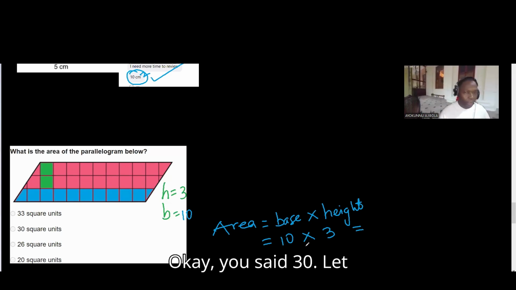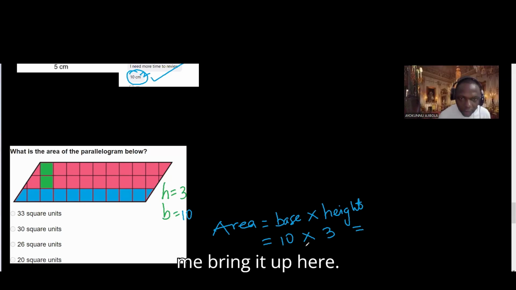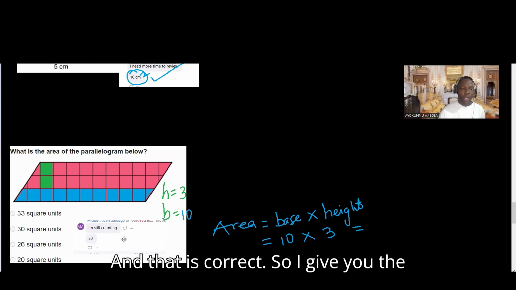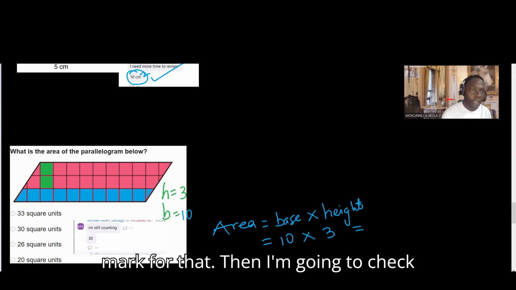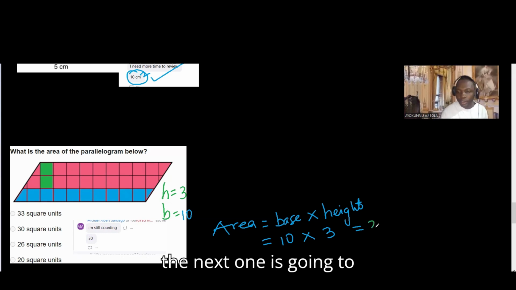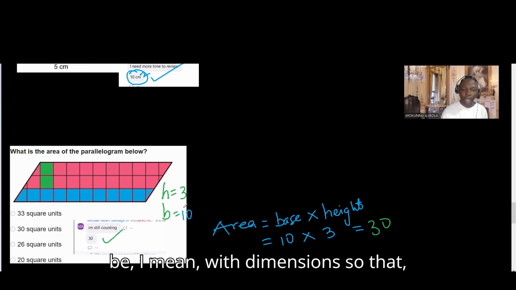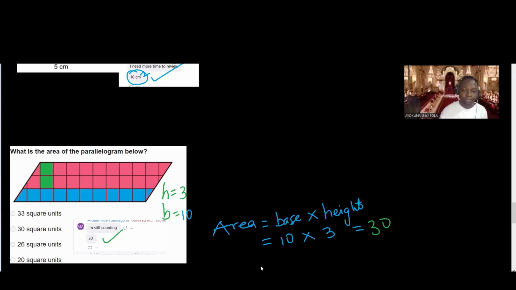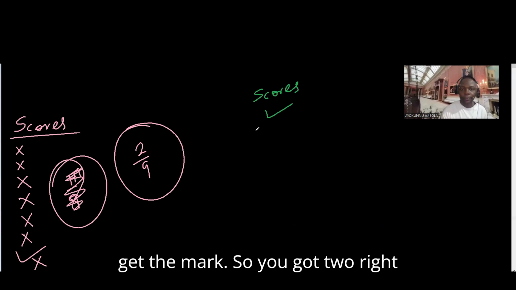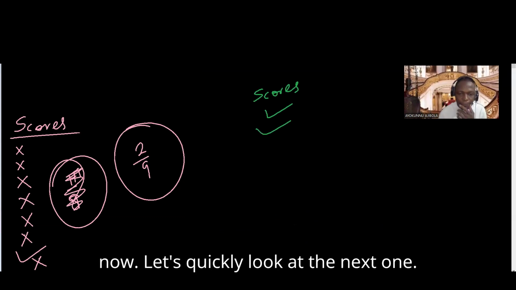Okay, you said 30. Let me bring it up here. And that is correct, so I give it a mark for that. Then I'm going to check the next one. I want to be hopeful that the next one has dimensions, but for your score, you still get it. So you got 2 right now.